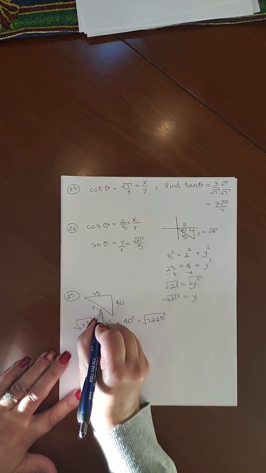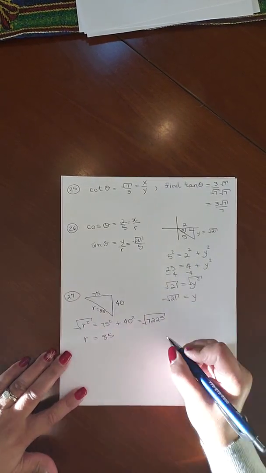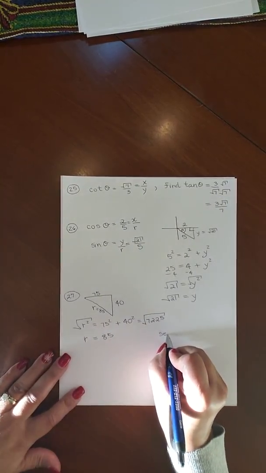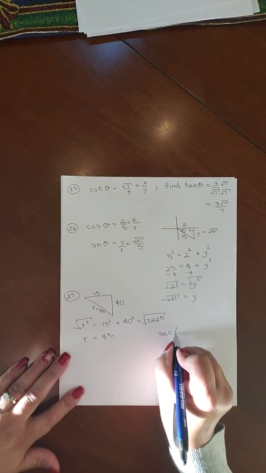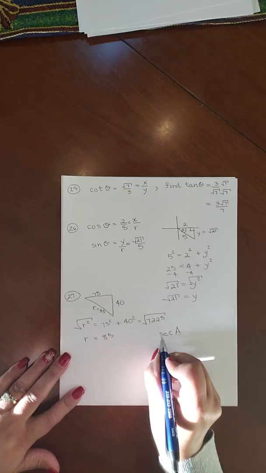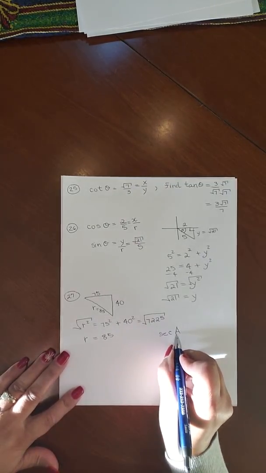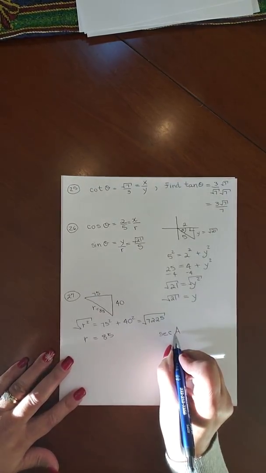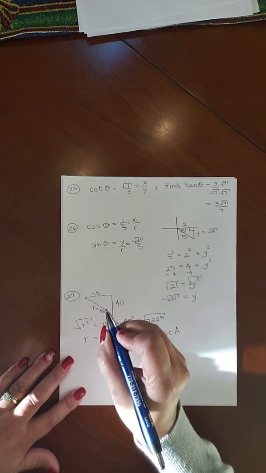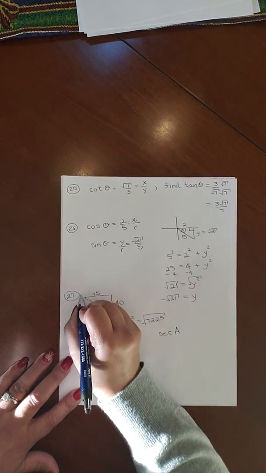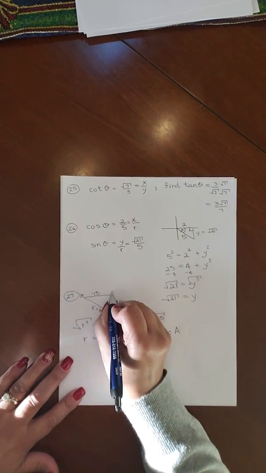Okay, so now you have this, and the questions that you were supposed to answer here were secant, and pay attention to the angle that they're putting right next to the trig function. When they say find the secant of angle A, that means you need to be standing on angle A. Okay, so let's put those letters on here. This is angle A, this is angle B, and this is angle C.